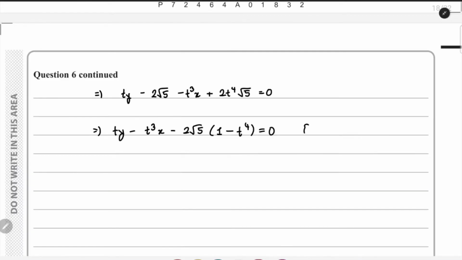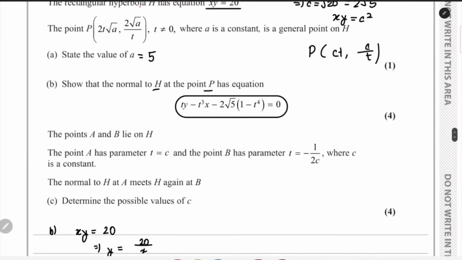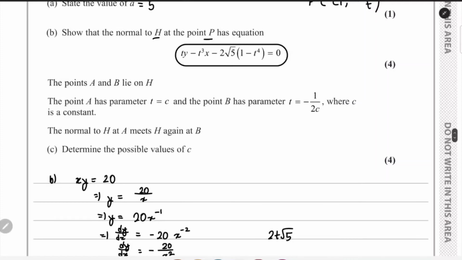So this is it for this part of the question. Now in part C, we are given points A and B which lie on the hyperbola. Point A has a parameter t equals c, while point B has a parameter minus 1 by 2c, where c is a constant. Now we are told that the normal to H at A meets H again at B.